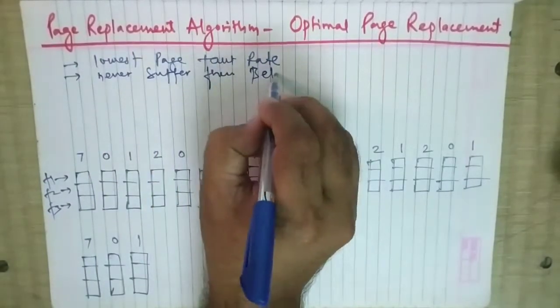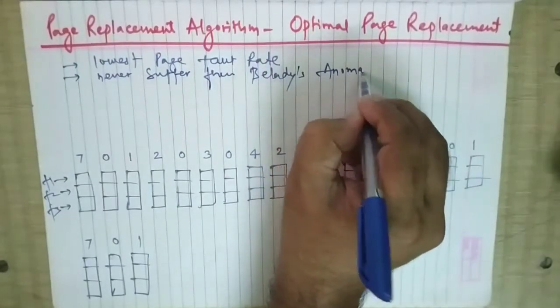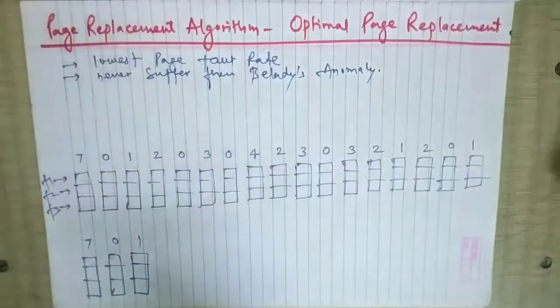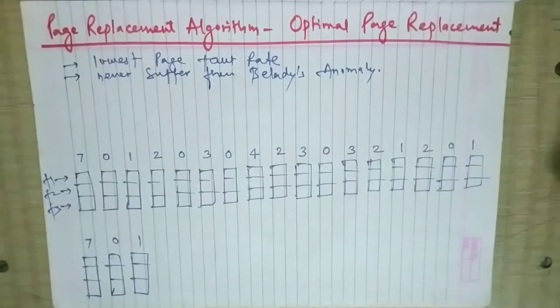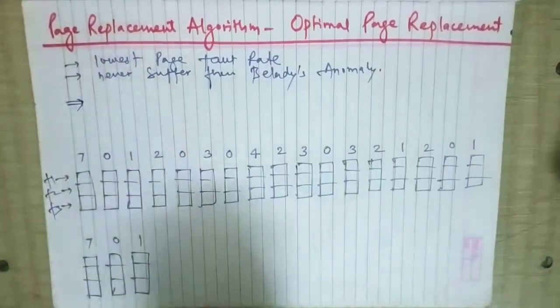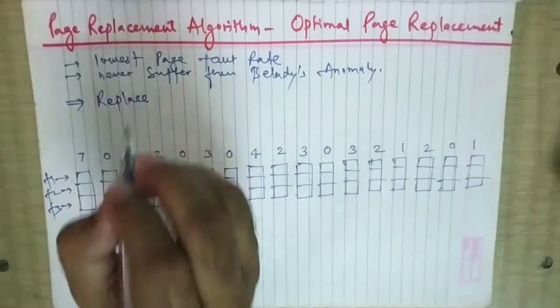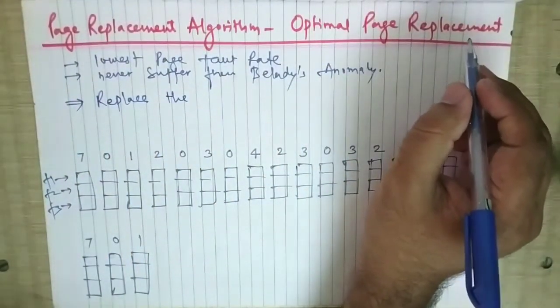Belady's anomaly. Okay, and use of this algorithm guarantees the lowest possible page fault rate for a fixed number of frames. Okay, so we will get the lowest possible page fault rate. Okay, we'll see the tagline: replace the page according to the optimal page replacement algorithm.